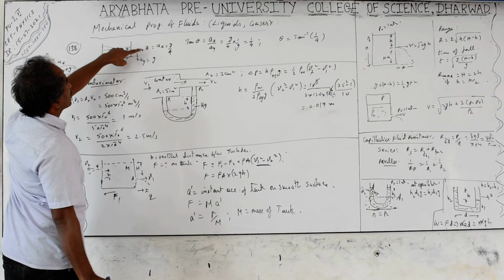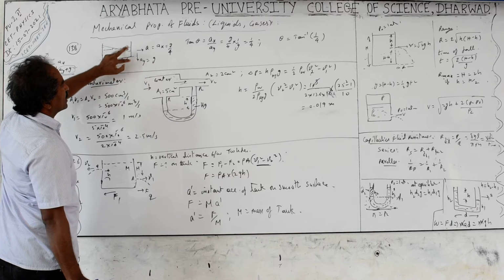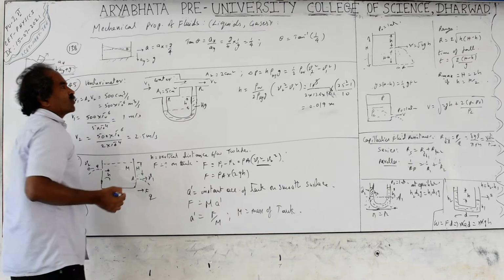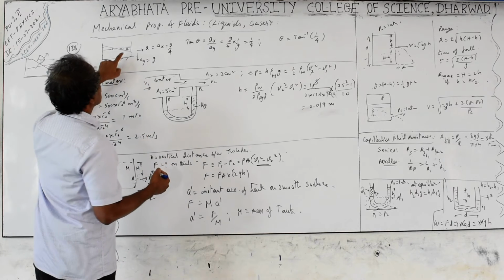The standard is nothing but tan theta equal to AX by AY, not AY by AX. Be careful with that. Reverse, you have to take it. Generally for the slope of the graph what we take is AY by AX, but here it is AX by AY.